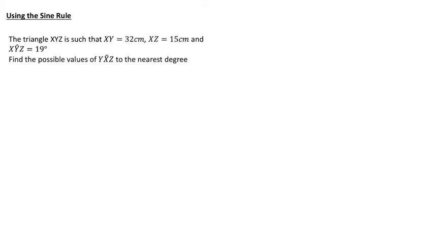So we have a triangle XYZ such that one side is 32 centimeters, another is 15, and a particular angle is 19 degrees. And they've asked us to find the possible values of the angle at X to the nearest degree. So the first thing we're going to do is to sketch what we've got into a diagram, look at the information, and that will tell us how to proceed.